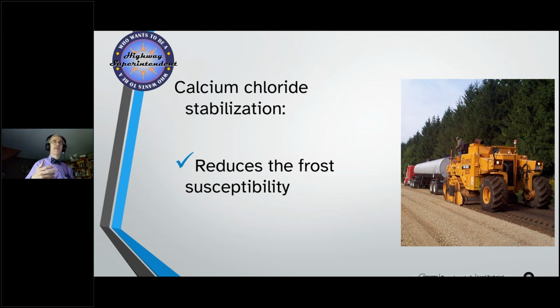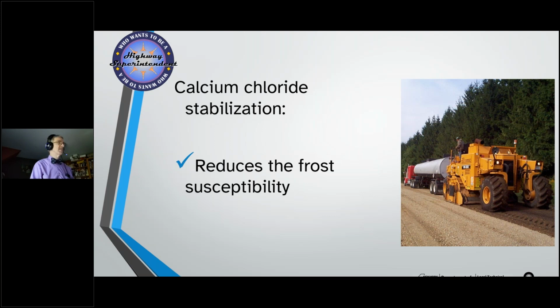Calcium chloride stabilization works best when you've just got a little too many fines, but they're not really causing you major drainage problems, but you are still having frost issues because you're up at 8 to 10%, maybe even a little bit more in terms of the amount of fines you've got. And what you're really worried about is that softening during spring thaw or January thaw.